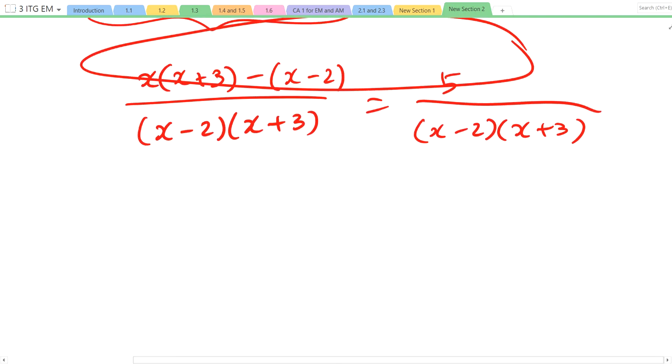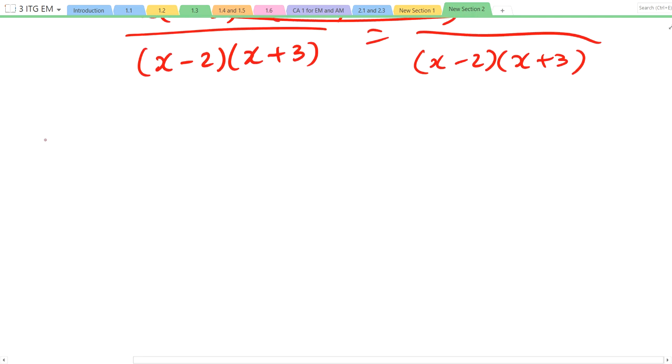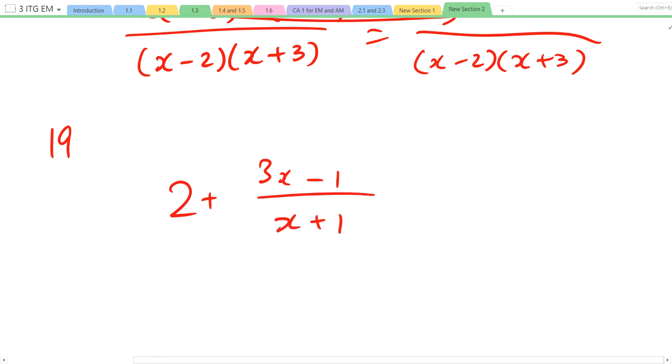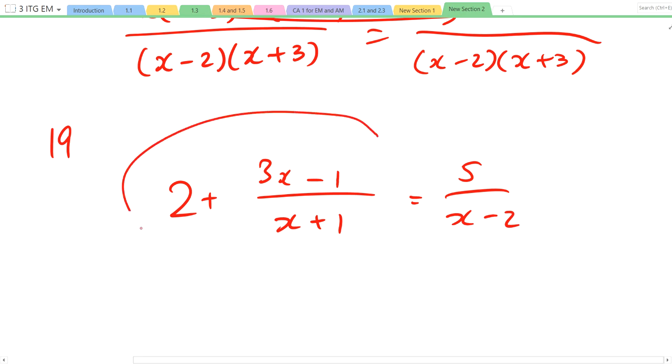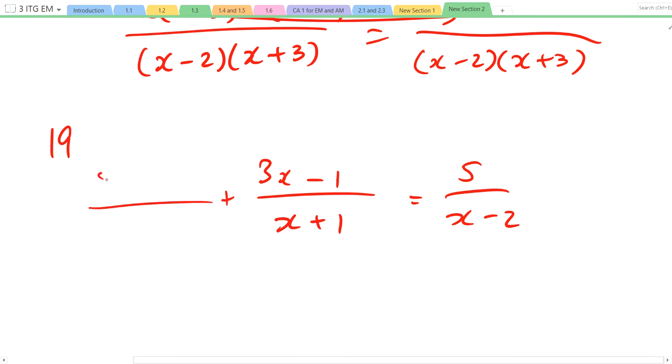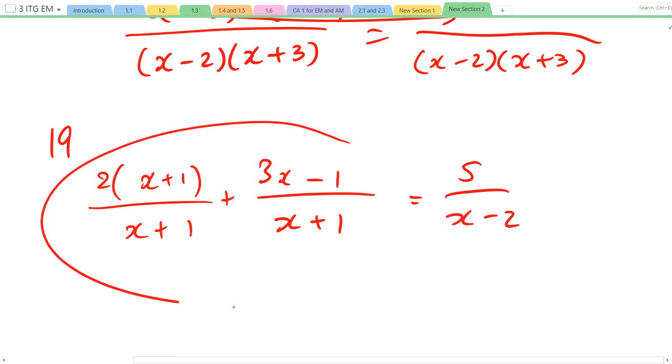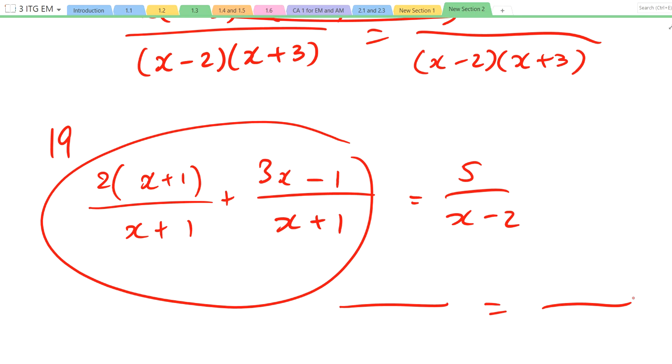Now another type. Try It 19. We've got 2 plus 3x minus 1 over x plus 1 equals to 5 over x minus 2. What does your primary school maths tell you about these two? Make the denominator the same. Is it difficult? Okay, so we've got 2 times of x plus 1 over x plus 1, right? So we can combine. And then we will end up with a fraction equals to another fraction. Right? And you can solve it again. Okay? So that's all for today's lesson.